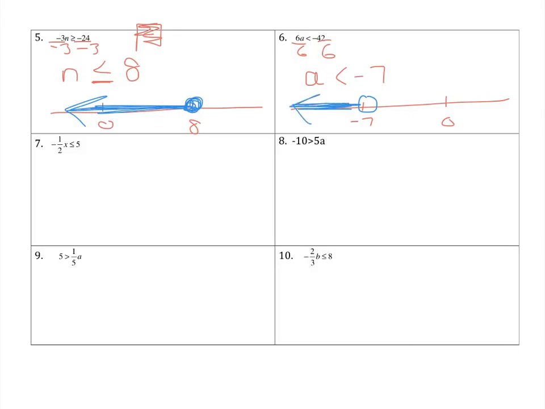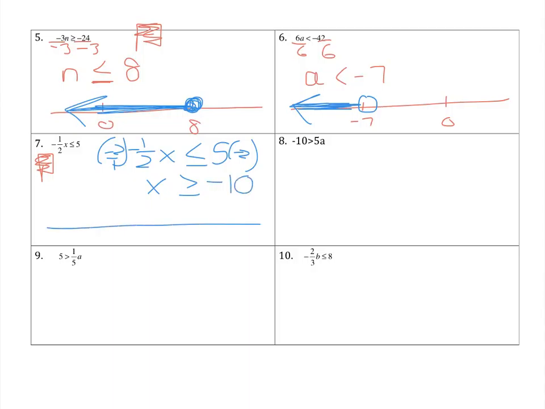Number 7, getting x alone, I'm going to have to multiply both sides. Let me rewrite it. I have to multiply both sides by negative 2. Negative 2 over 1 or negative 2. That is a red flag problem. I'm multiplying by a negative. So I have x greater than or equal to negative 10. Here's my 0, and do always show me where 0 is. Negative 10 we know is to the left. This is a filled in circle, greater than or equal to, shaded to the right.